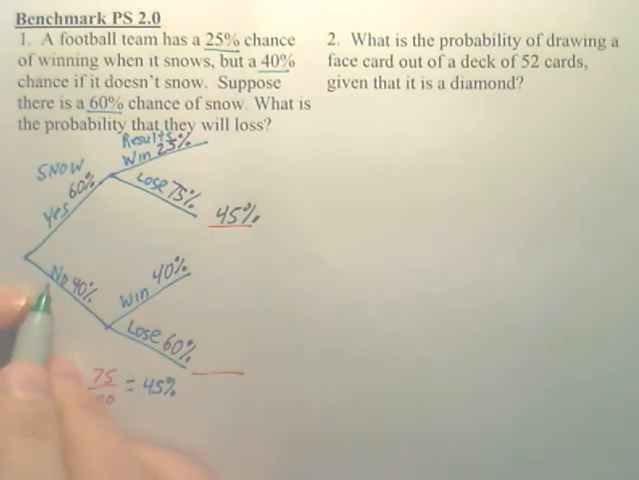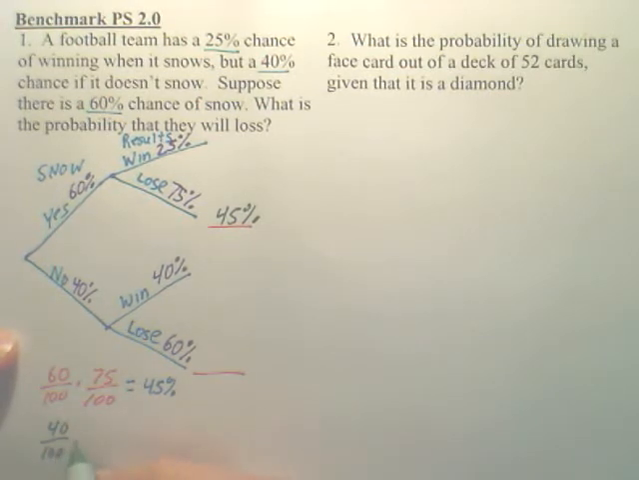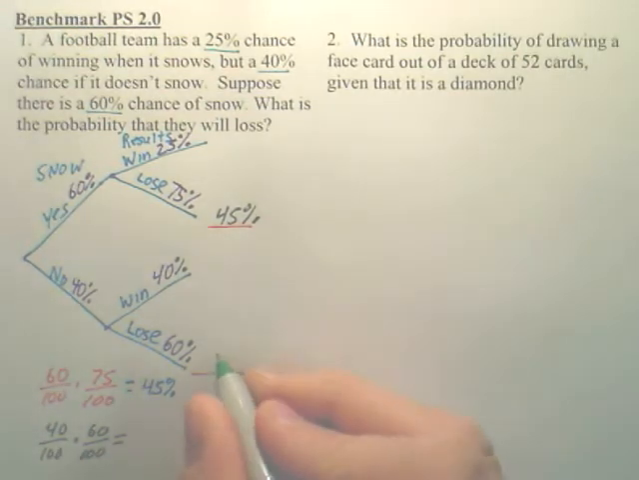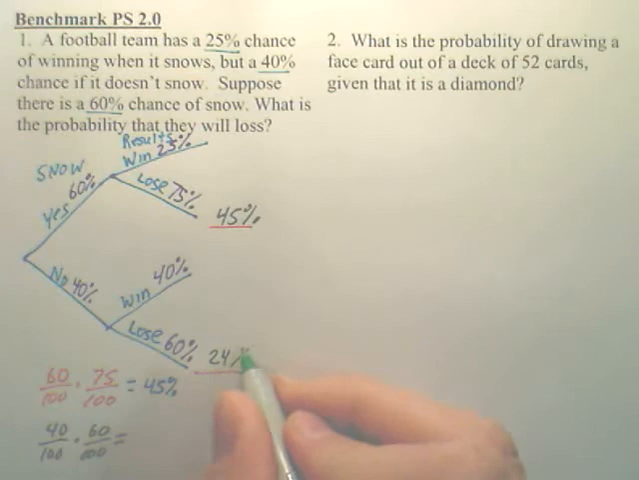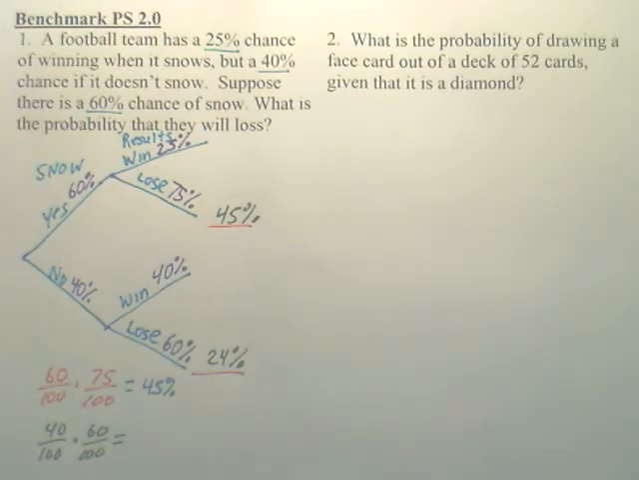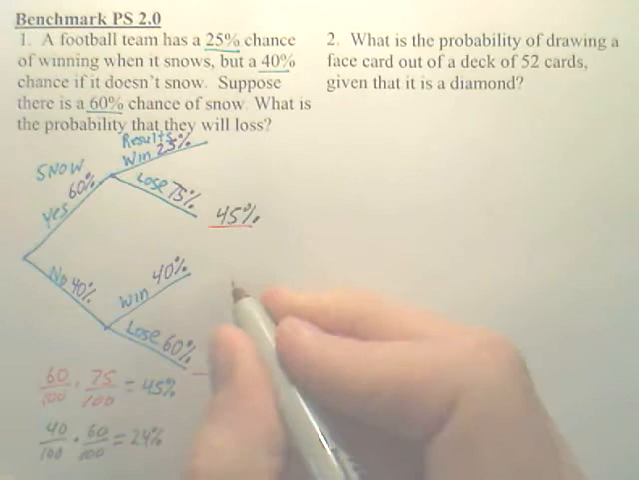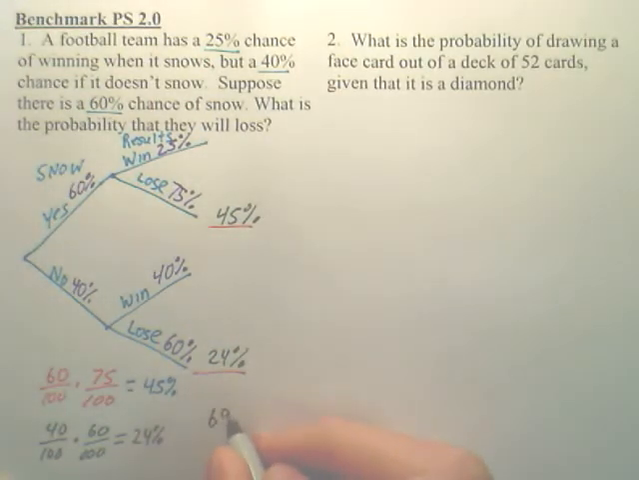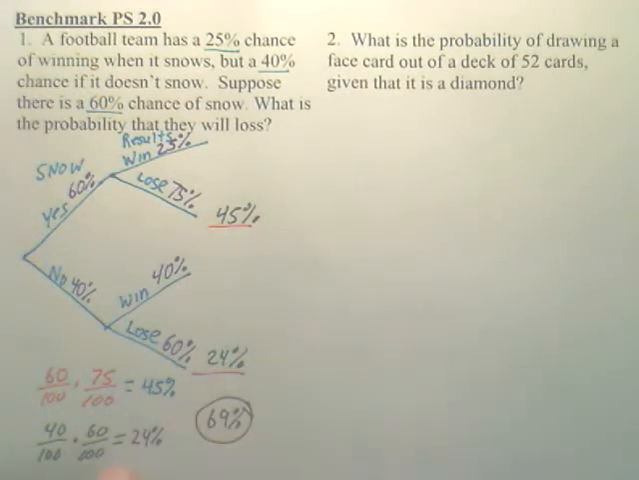For this one, not snowing and losing, that would be 40% times 60%. That would be 24%. So what's the probability of them straight losing? Add those up. Oops, this was supposed to be 24%. You just add those up. So 45 plus 24, you have a 69% chance of losing. Not very good odds for this team. Not a very good team.